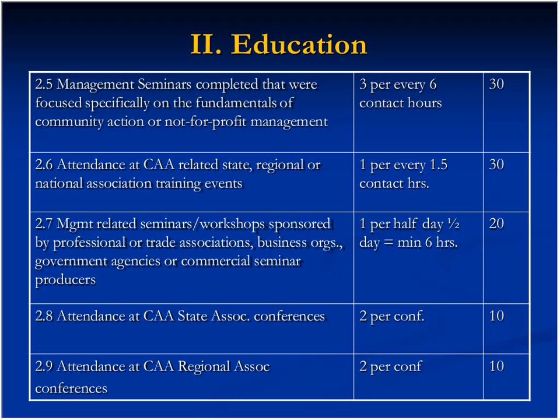So if your training program lasted 9 contact hours, you don't get 4.5 points. You get 3 for 6 hours. There's no partial credit. 2.6 is for attendance at a CAA-related state, regional, or national training event.